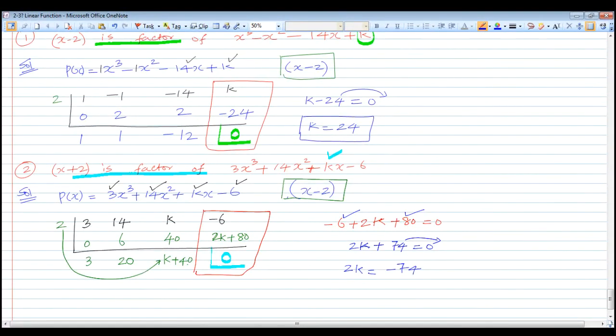And then divide by 2. So what will we get? Divide by 2, so the 2 cancels. Here you have k is equal to minus 37. So this is the final answer.